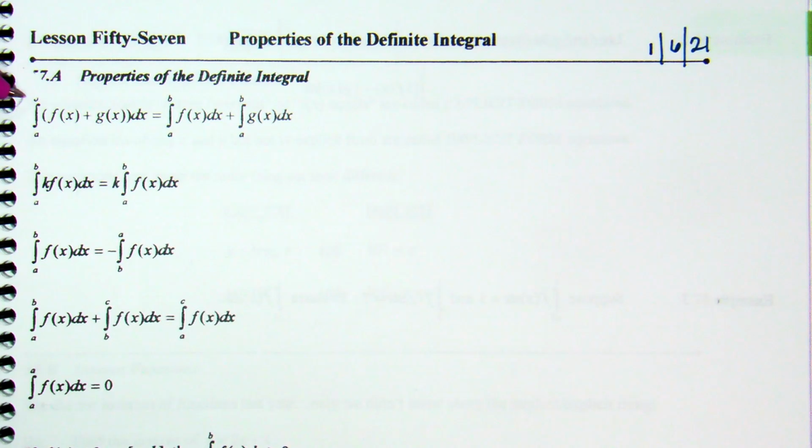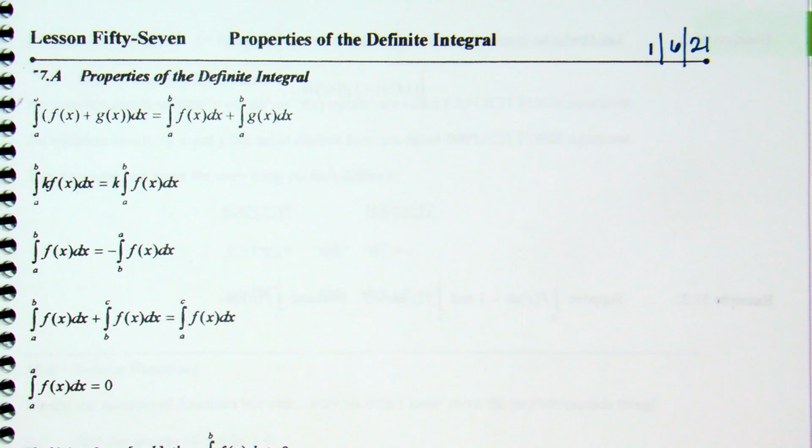The first property says the integral from a to b of f of x plus g of x. That's just saying if you have pieces being added within an integral, they can be broken into separate integrals. So the integral from a to b of f of x plus the integral from a to b of g of x. If there are pieces being added or subtracted, you can break them apart into separate integrals or put them into one integral.